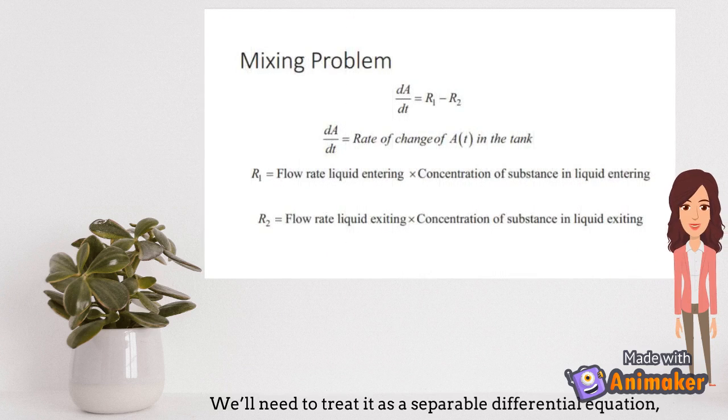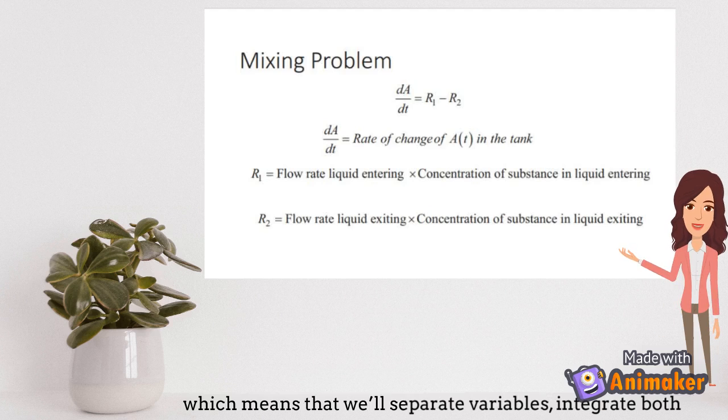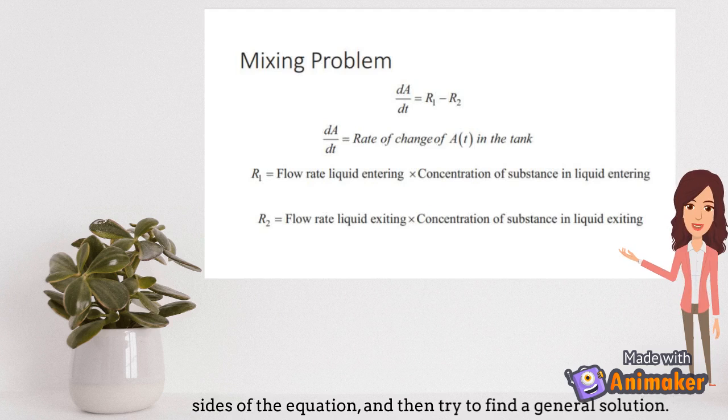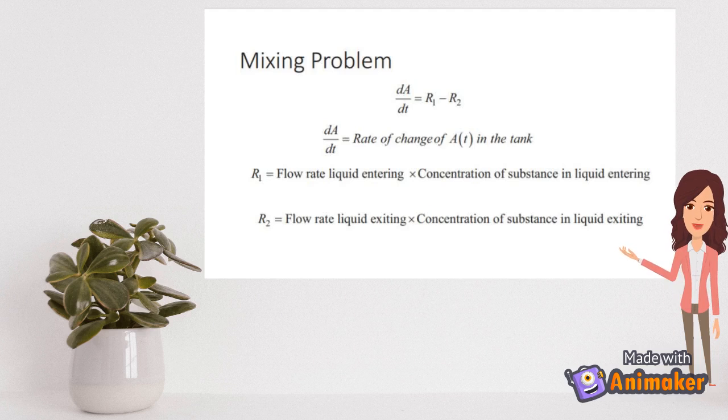The mixing problem formula is dA over dt, which is the rate of change of the amount in the tank, equals R1, which is the flow rate of liquid entering, times the concentration of substance in the liquid entering, minus R2, which is the flow rate of liquid exiting, times the concentration of substance in the liquid exiting.